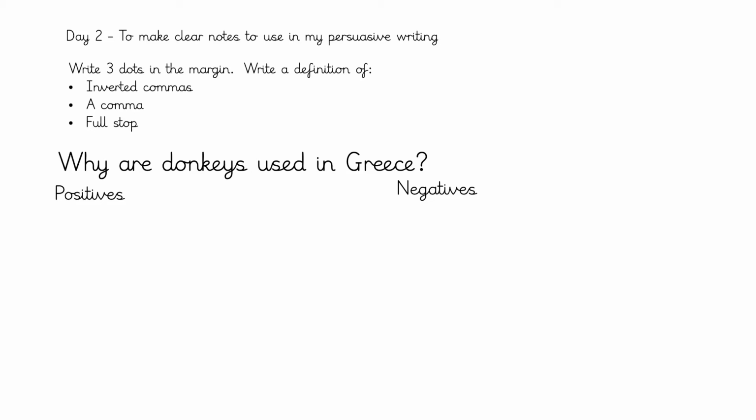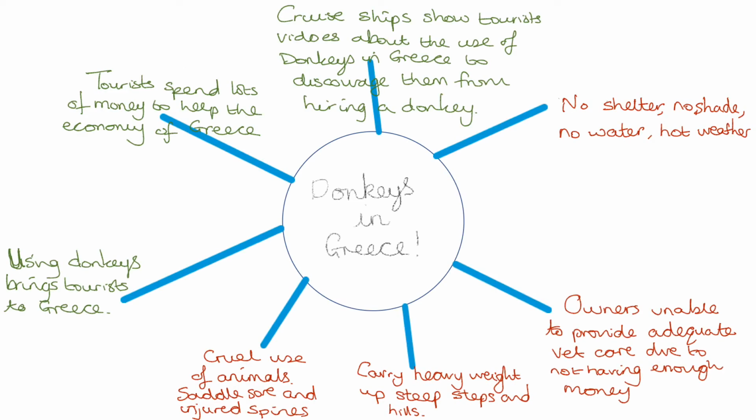On the next slide, I've done another bubble map. The things in red are the negatives, and the things in blue are the positives. Have a look and see what you think. So here was my bubble map from yesterday, but I've just put my ideas in red if they are a negative use for donkeys, and green if they are a positive use for donkeys.